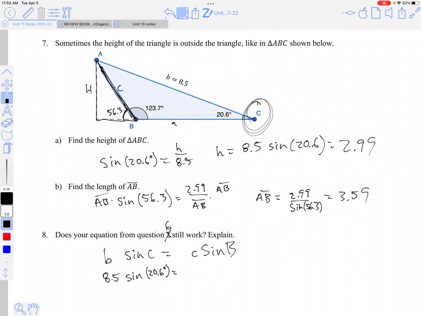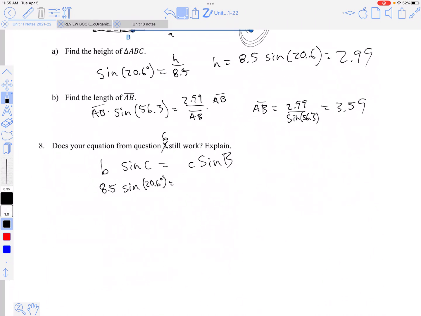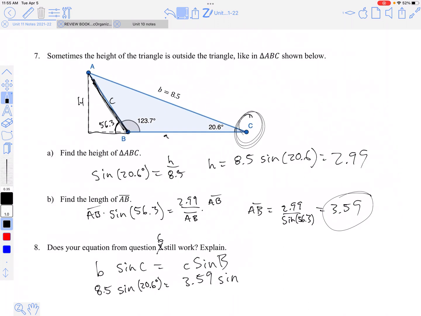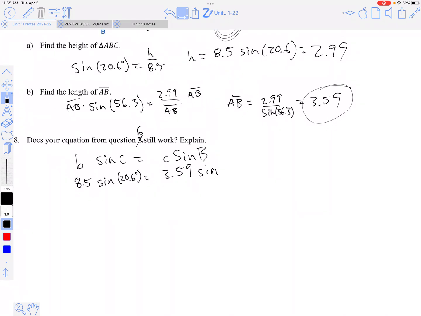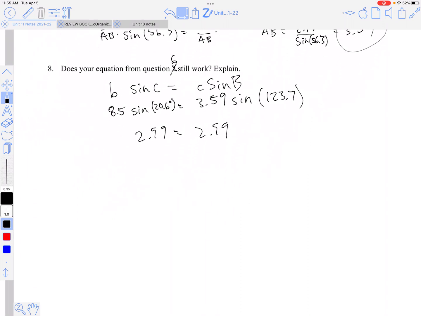And then we found side C. It was AB, if you remember. We just found it right here. So it's 3.59. And then angle B is the 123.7, so sine of 123.7. Now if you put both of those in your calculator, you're going to get 2.99. So yep, our formula worked.